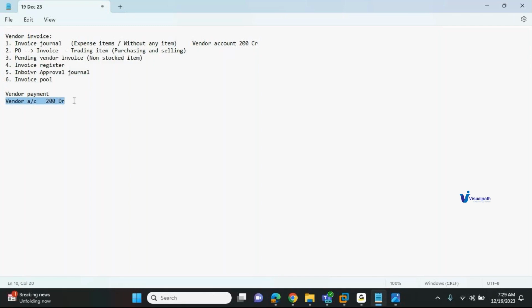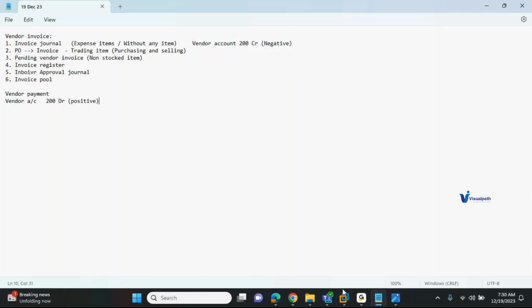If you remember this, it is enough. At the time of invoice, the vendor account will be credited. At the time of payment, the vendor account will be debited. So the net vendor balance becomes zero. Initially, because I have received material, I need to pay money. It is negative. Credit means negative. And here it is positive. Then the balance will become zero.